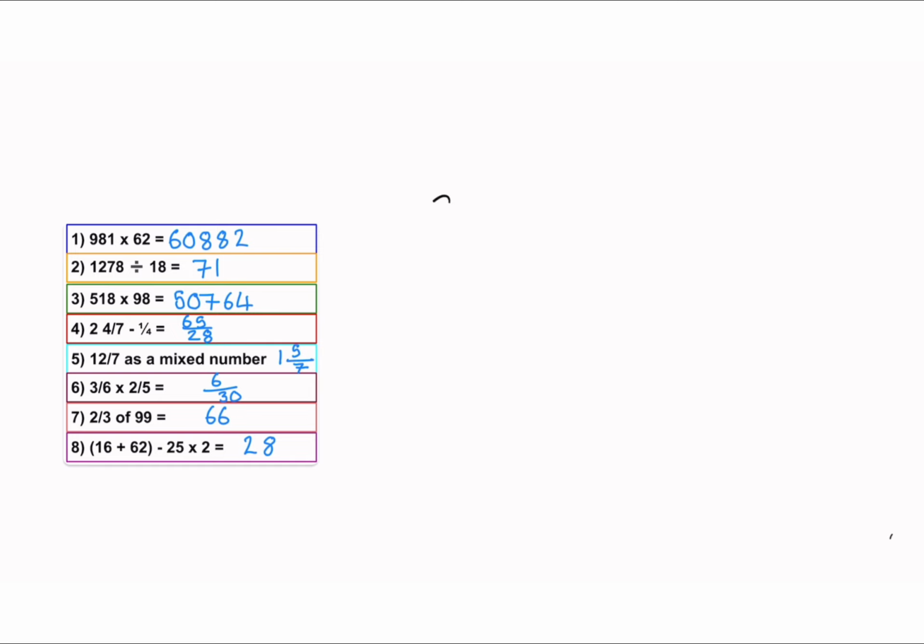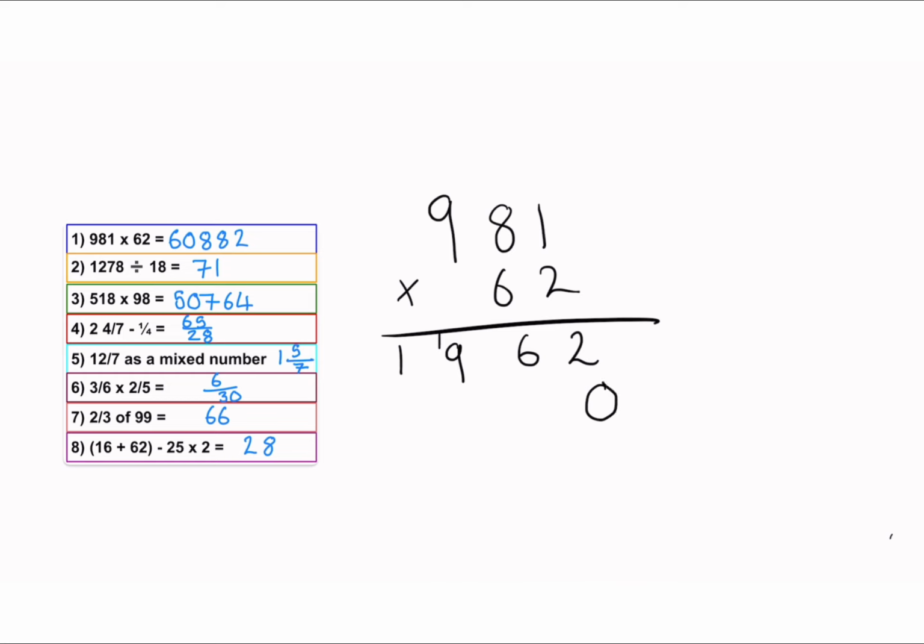Question 1 is a long multiplication. It's 981 times 62. So we'll do that there. 2 times 1 is 2. 2 times 8 is 16, so I'll pop our 6 here. Carry our 1 over. 2 times 9 is 18, plus our 1 is 19. Now we're moving on, so we add our 0. 6 times 1 is 6, so we'll pop our 6 here. 6 times 8 is 48, so we'll put our 8 here, carry our 4 over. 6 times 9 is 54, plus our 4 is 58.